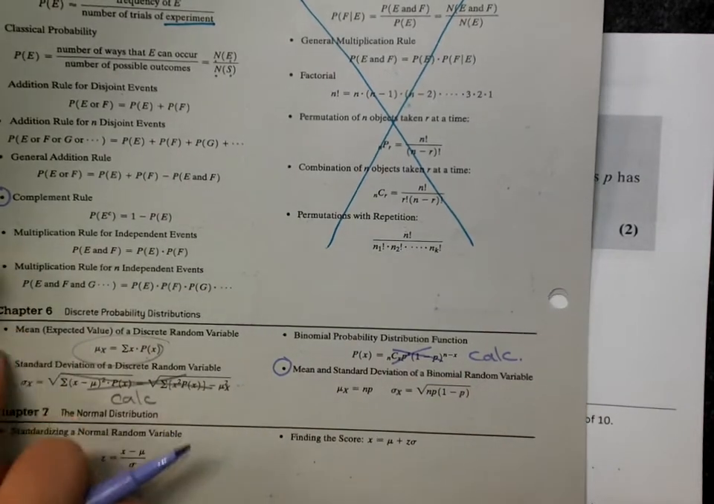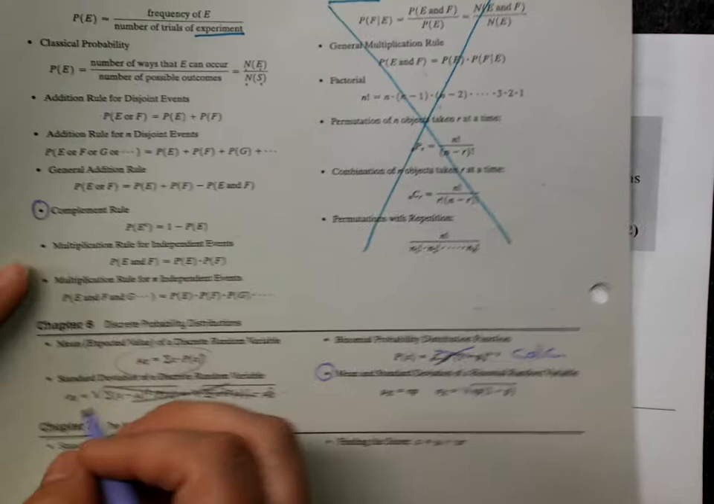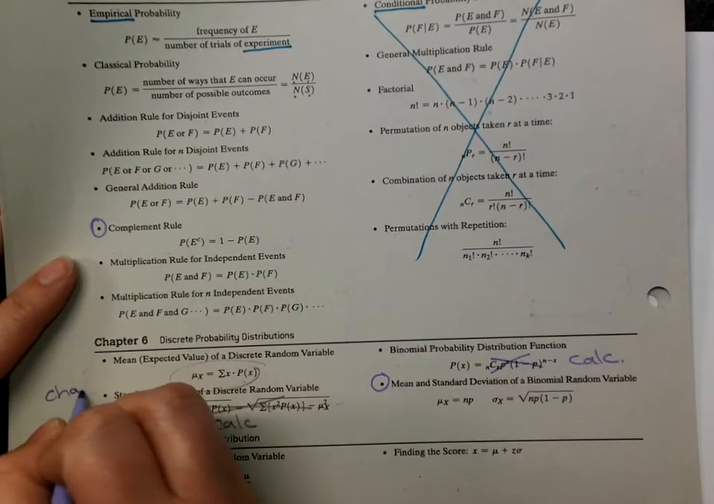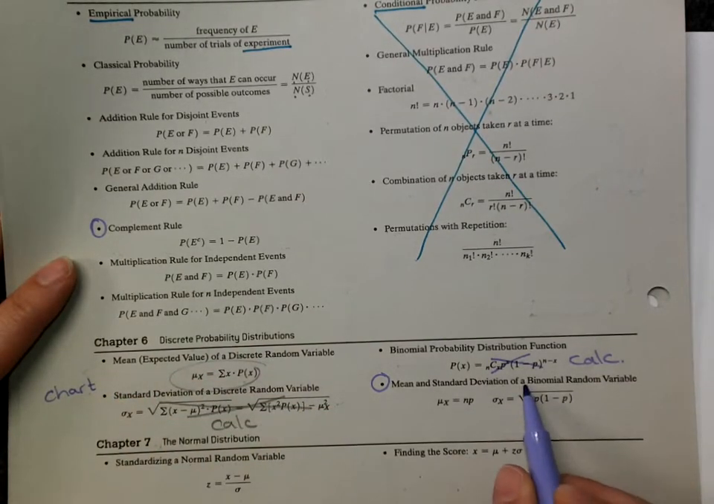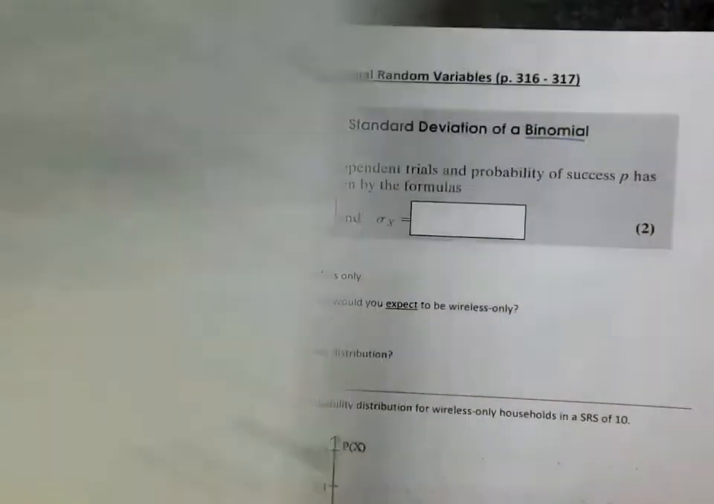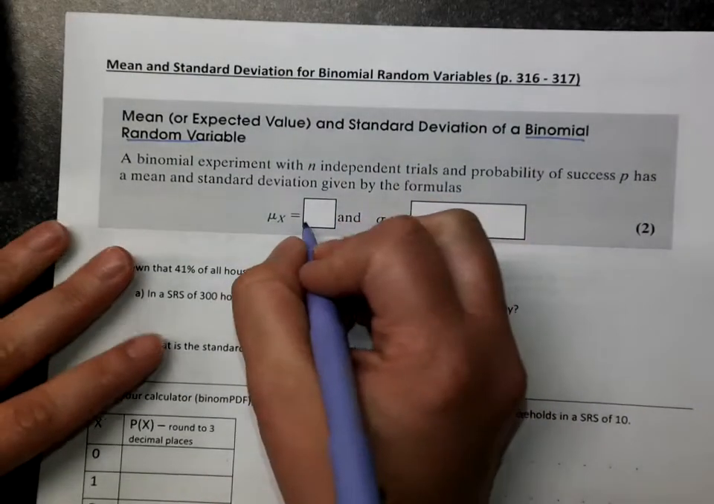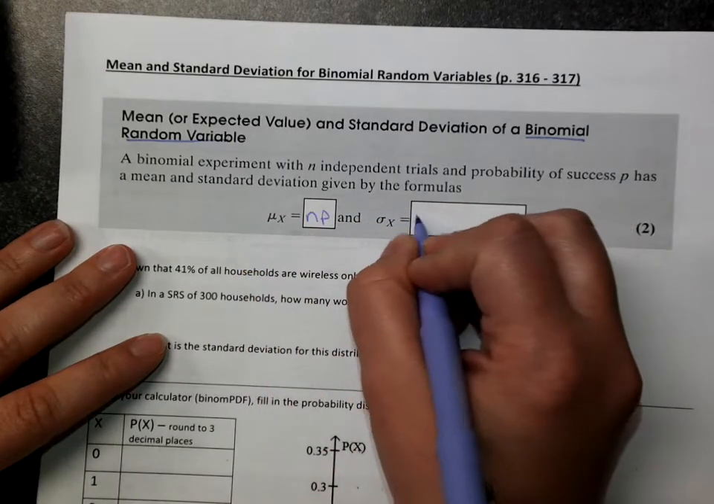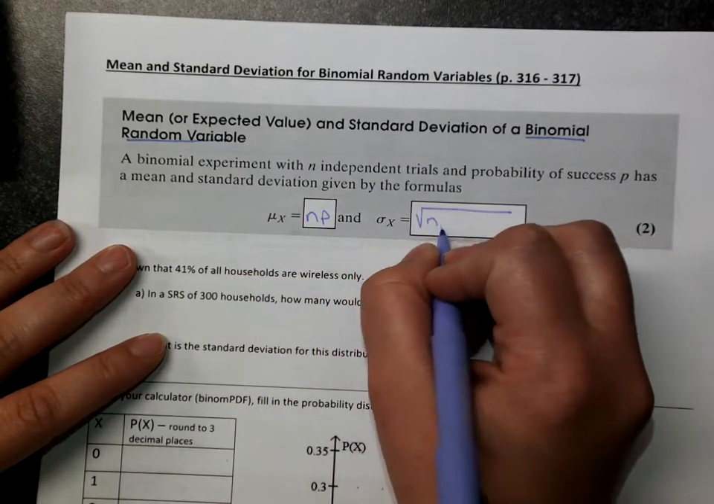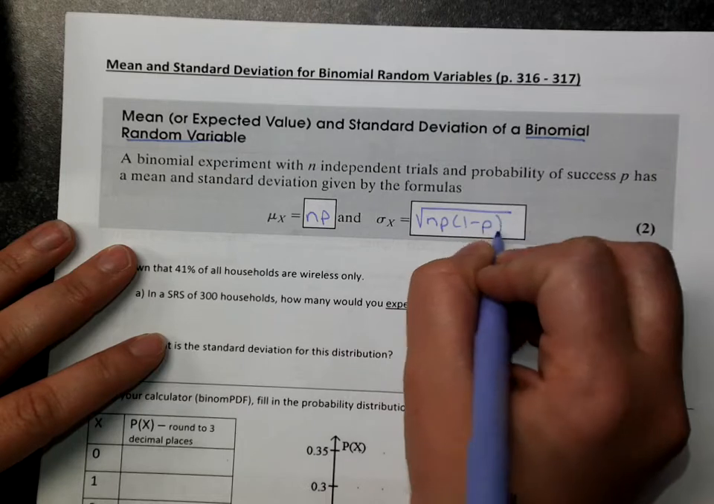So for a discrete random variable, that's when you have a chart. In a binomial random variable, you're just going to have n and p. There's not going to be a chart. Alright, so this is n times p, and this is the square root of n times p times 1 minus p.